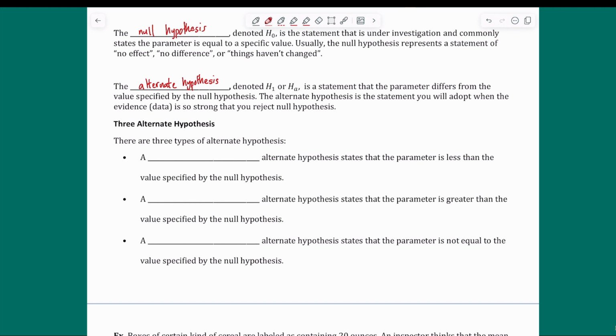We call a left-tail alternate hypothesis. It states that the parameter is less than a value specified by the null hypothesis. A right-tail alternate hypothesis states that the parameter is greater than the value specified by the null hypothesis. And a two-tail alternate hypothesis states that the parameter is not equal to the value specified by the null hypothesis.